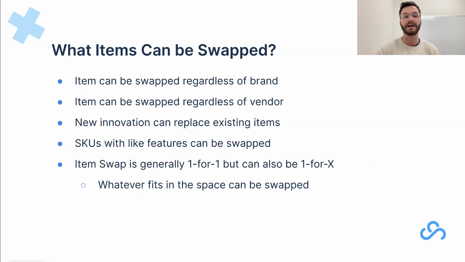Item swap. Items can be swapped regardless of vendor. And that applies to QuickMods as well. New innovation can replace existing items, right? So maybe there's something you guys are really excited about, and you want to try it out earlier. That's some kind of internal item swap that you could use as well. SKUs with like features can be swapped, obviously, right? You'd want it to be not a completely different item that is irrelevant to all the other items next to it on the shelf. But as with like features, those can be swapped as well. It is generally 1 for 1, but can also be 1 for X.